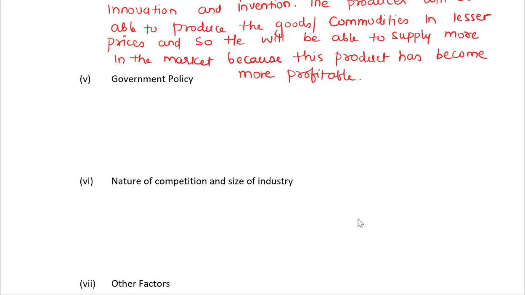Let's go to the next one, and that is government policy. Students, what happens if the government imposes a lot of tax? In that case, it won't be easier for the supplier. Why? Because the cost of production has increased, and because the cost of production has increased, the profit margin came down, and so the supplier will not be ready to supply more into the society, and he will decrease the supply. Please take notes with me.